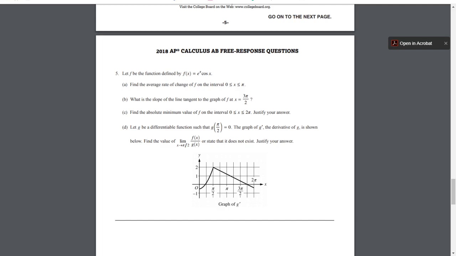C, find the absolute minimum value of f on the interval of 0 to 2 pi. So you're essentially going to find all the critical values where the derivative is equal to 0, throw in the endpoints into that set, and test everything to see what's the smallest. And then D is the tricky one that we'll spend a lot more time on. All right, so let's look at A. Average rate of change on the interval 0 to pi.